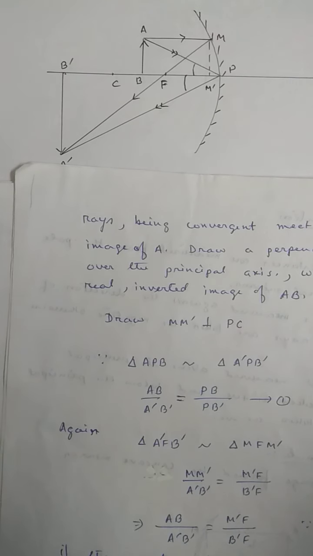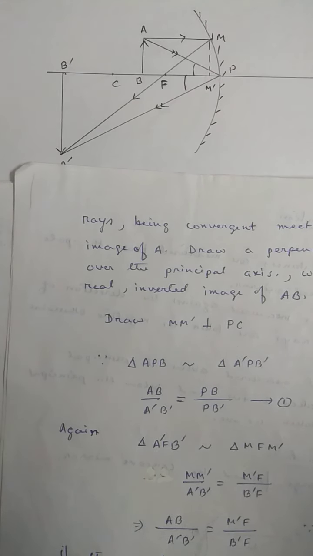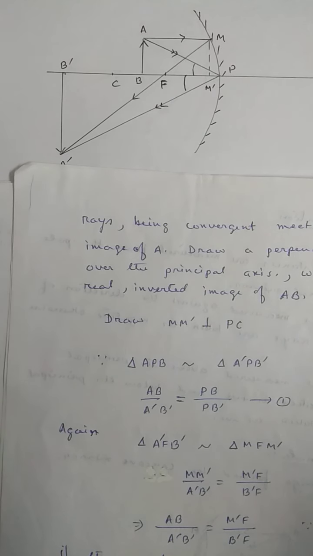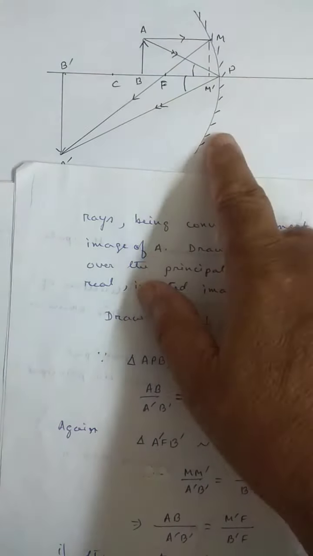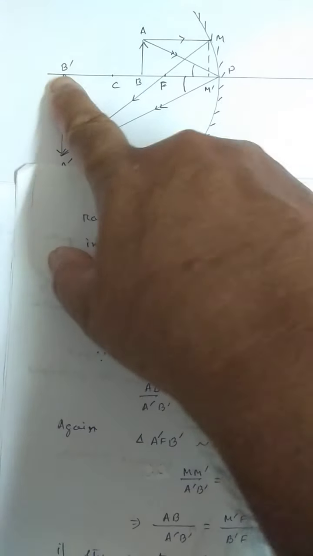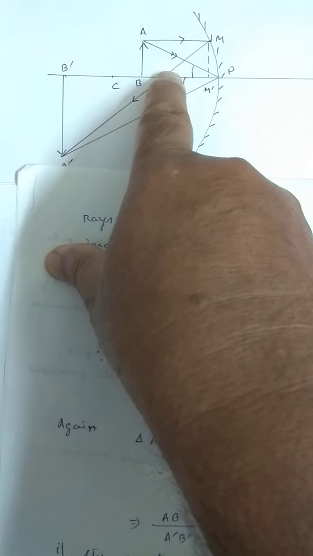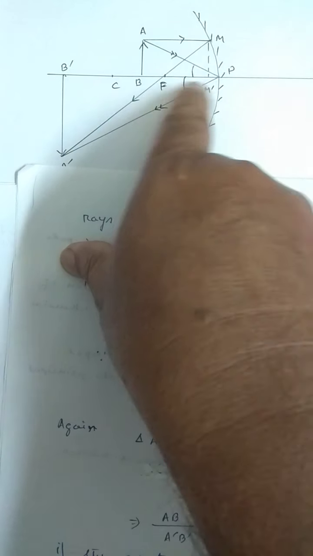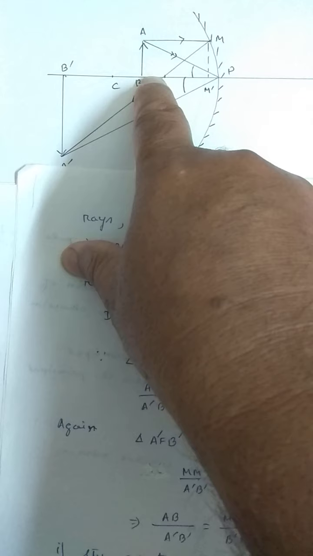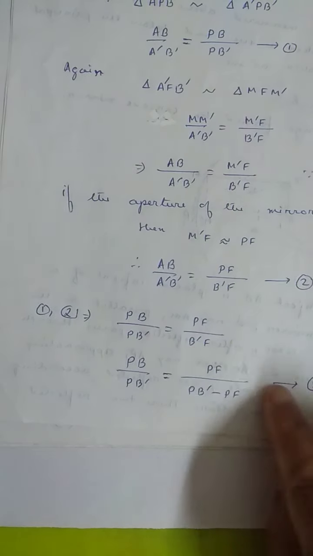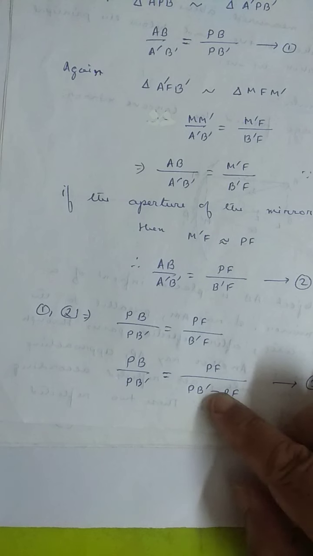In order to derive the mirror formula, we have to consider the convention. Whatever be the convention, whether it is RP sign convention or new Cartesian sign convention, in all the conventions, all distances are measured from the pole of the mirror. So if all distances have to be measured from the pole of the mirror, what is B'F? B'F can be written as PB' minus PF. So therefore, instead of B'F, I write PB' minus PF.